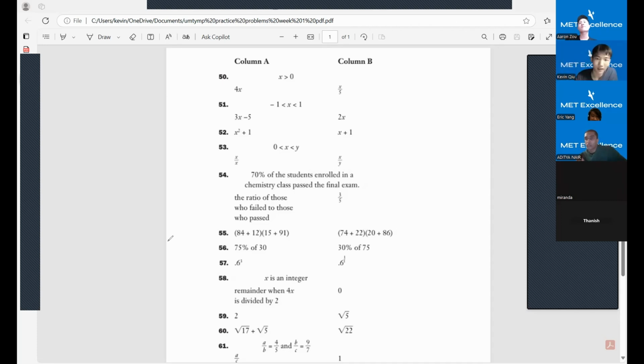I'll write the answers next to them for now, so that just in case you guys get a little behind and want to keep track. Okay, 53. I'll give you guys a little bit to work on that.